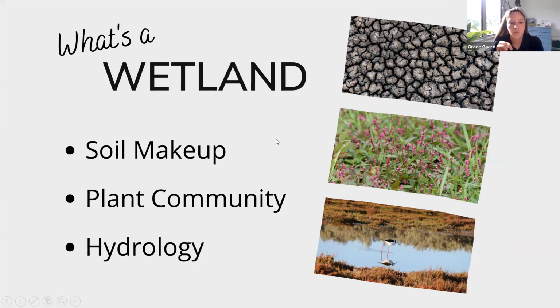So those are kind of the three things that make up a wetland: the soil, the plants that you can find there, and the water.